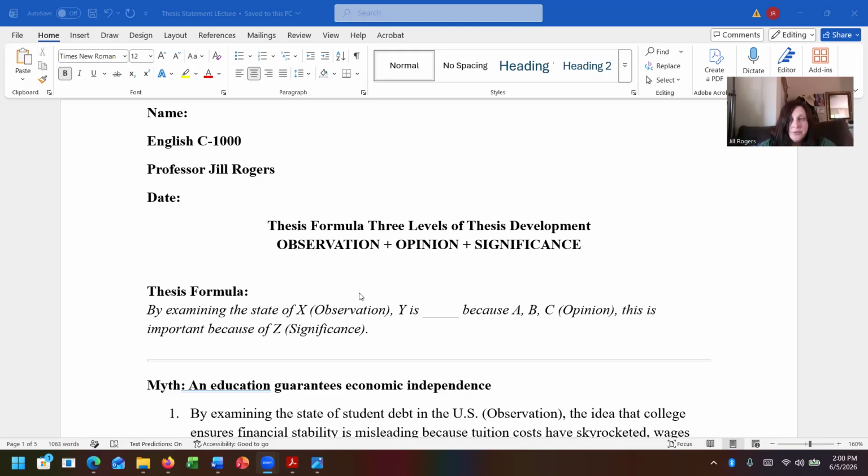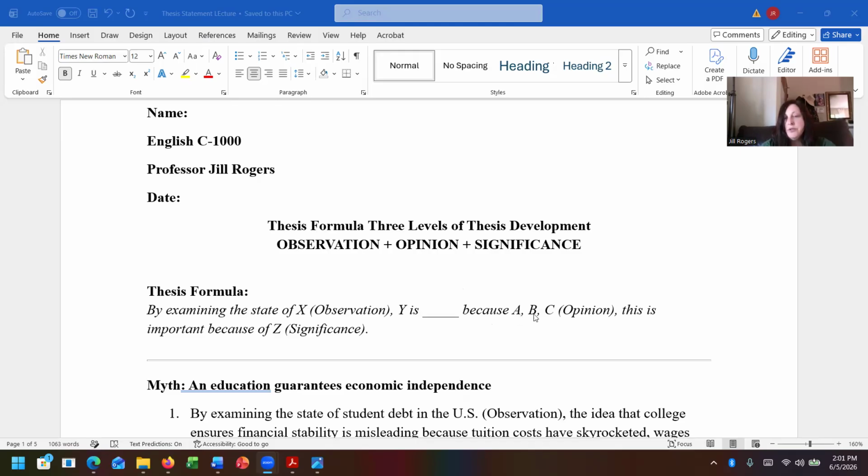Now, you do not have to use the thesis formula exactly. But if you do, it always guarantees you a good base where you can build upon with your essay. So here it is. By examining the state of X, meaning the observation, right? Y is something. That's your opinion. Because A, B, and C. Now, A, B, and C become your evidence.